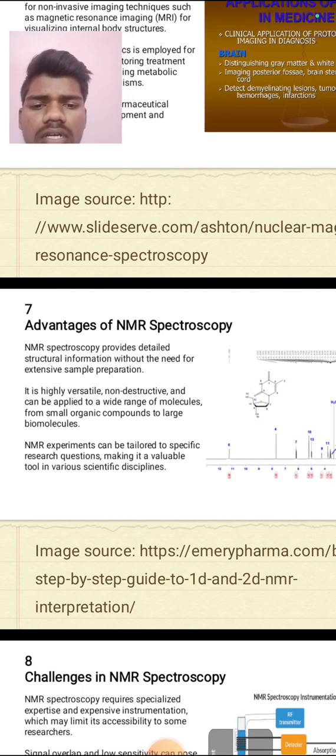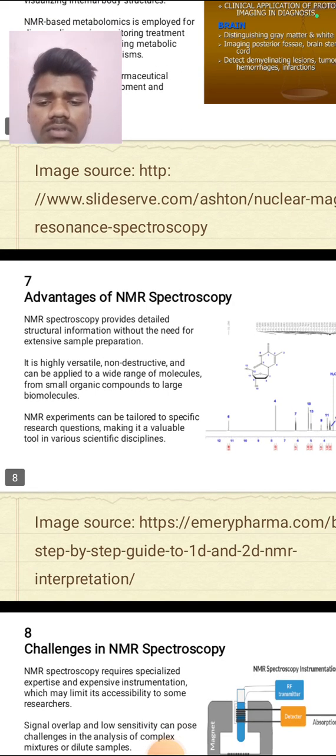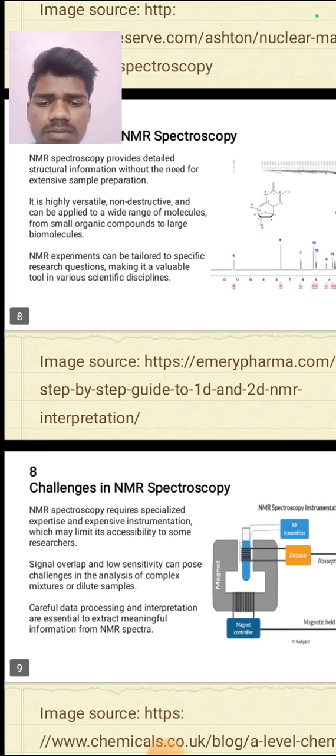Seventh one, advantages of NMR spectroscopy. NMR spectroscopy provides detailed structural information without the need for extensive sample preparation. It is highly versatile, non-destructive, and can be applied to a wide range of molecules, from small organic compounds to large biomolecules. NMR experiments can be tailored to specific research questions, making it a valuable tool in various scientific disciplines.